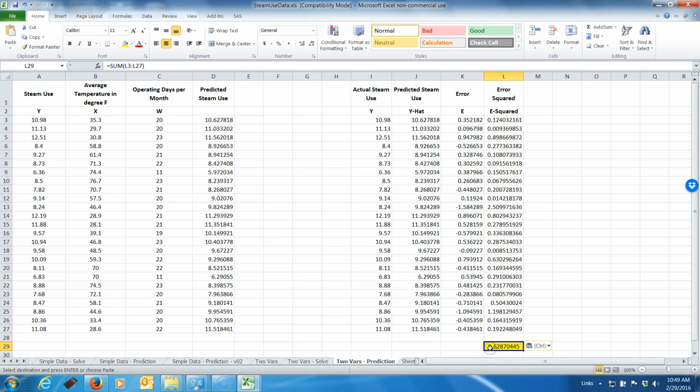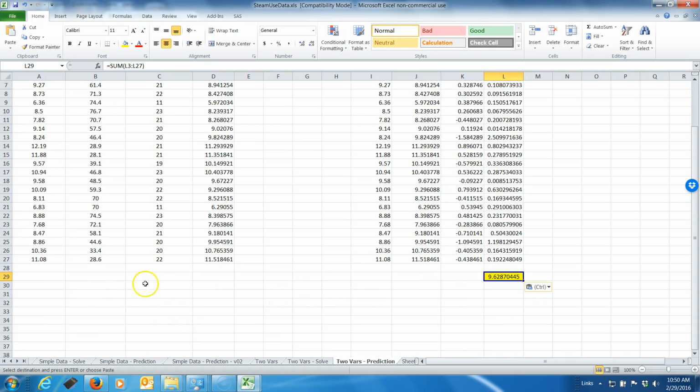There. Now it's 9. So we've obviously decreased the average error squared on our data set. Again, this is on the training data set, not on a holdout data set. Now, let's just for fun, we can make some predictions going forward. We could say something like, what if we know that the temperature is going to be 90 degrees? Well, we would expect to use 7 pounds of steam that month.